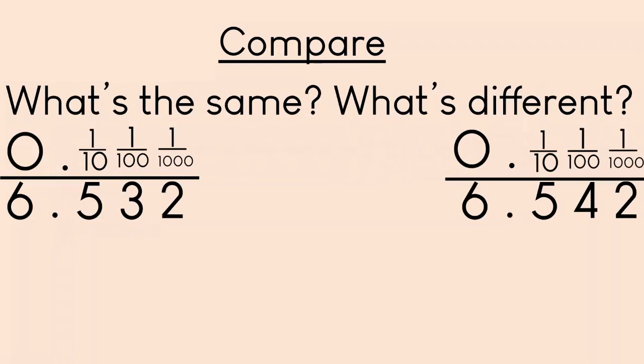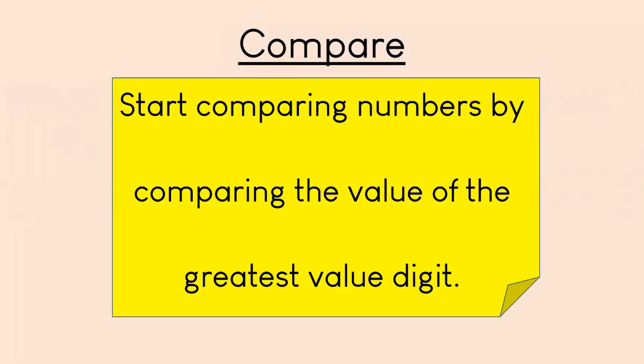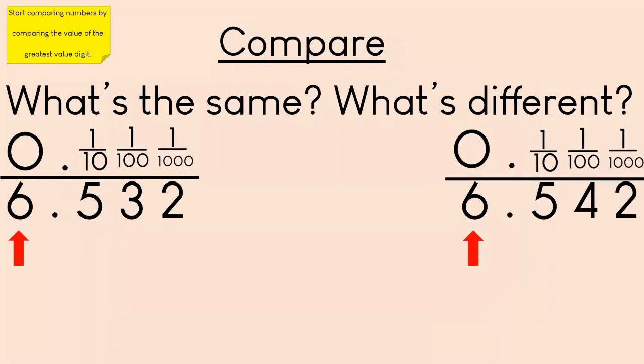Today we're going to have to think a lot about place value, and in particular comparing the value of the digits in their place value columns. We're going to have a key rule today, which is start comparing numbers by comparing the value of the greatest value digit. So we're always going to start with the digit in the place value column to the left, the greatest value digit. Okay, so here we go.